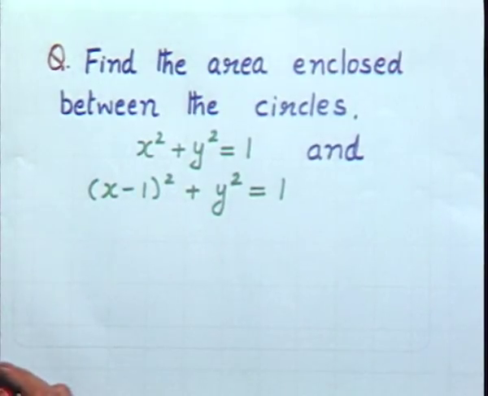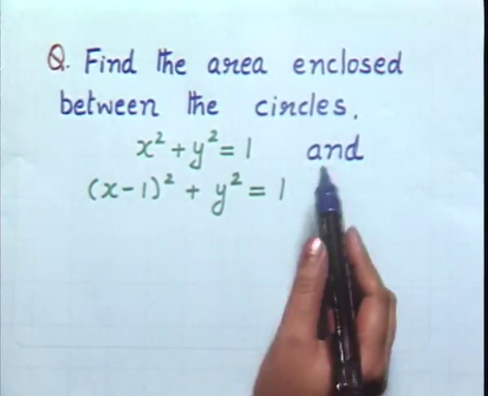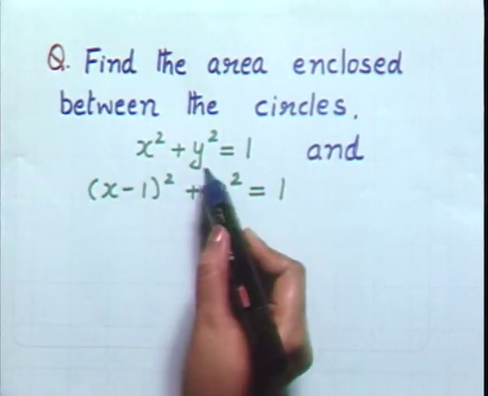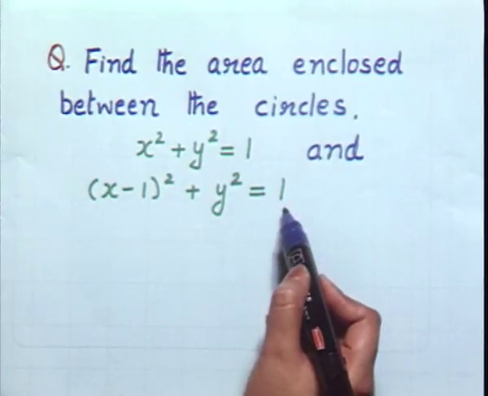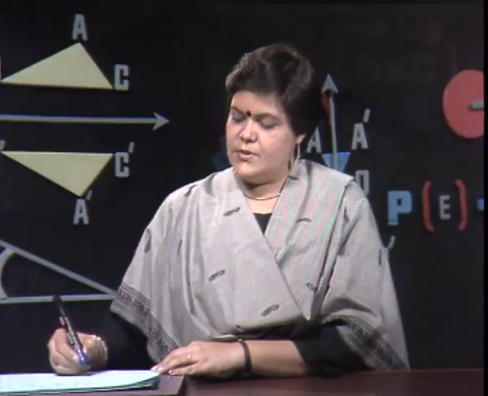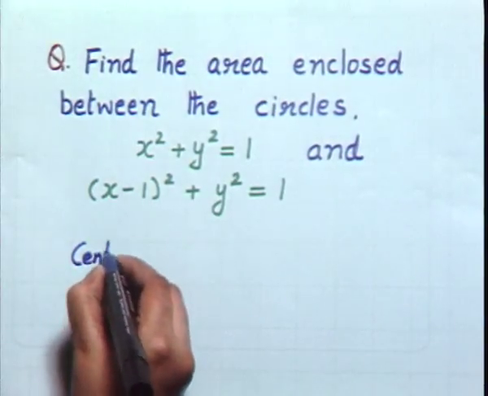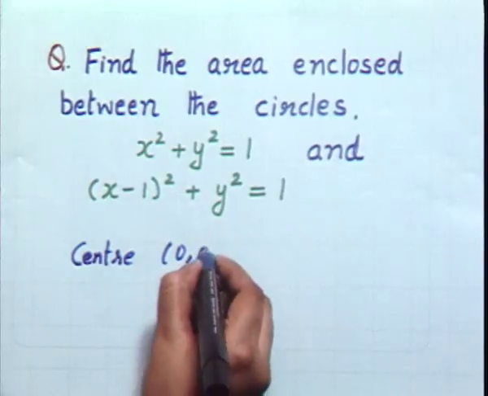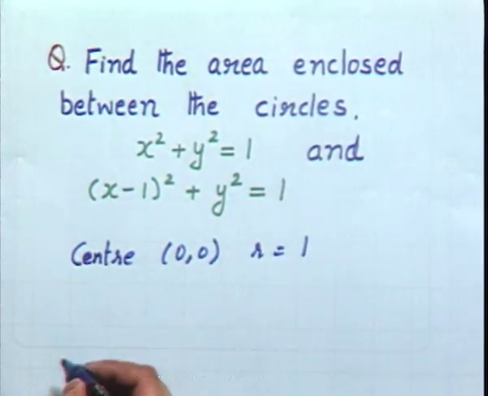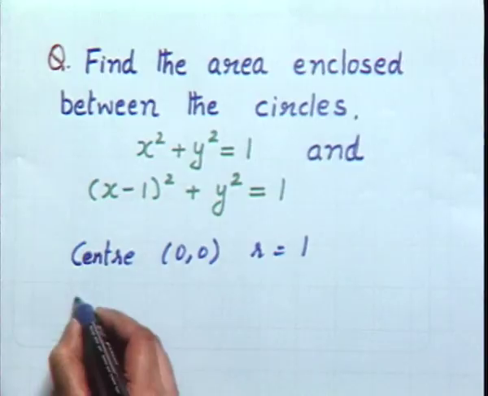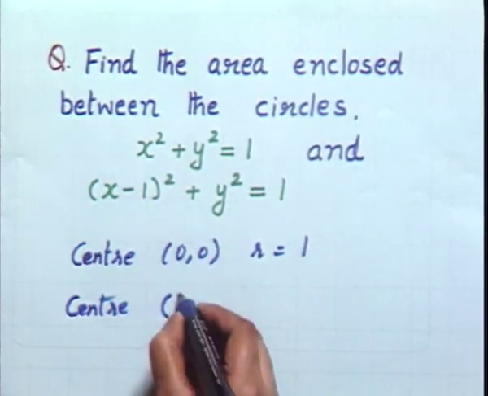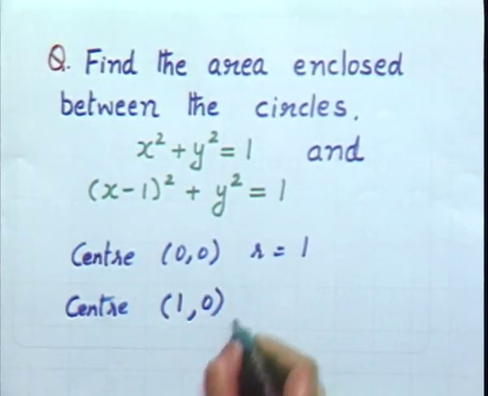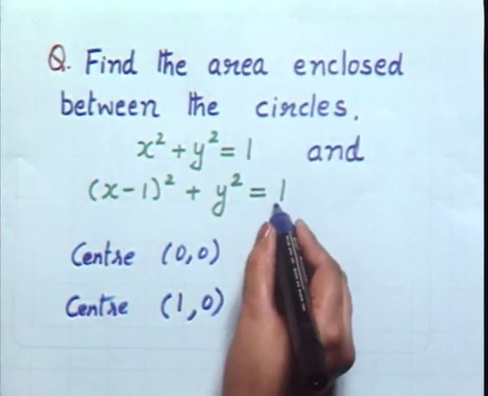The question says, find the area enclosed between the circles x square plus y square equal to 1 and x minus 1 whole square plus y square equal to 1. We have a situation where both are circles. The first one has the center at the origin and the radius is 1 unit. What about the second one? Center exactly x minus h, so it is 1 comma 0 and the radius again 1.